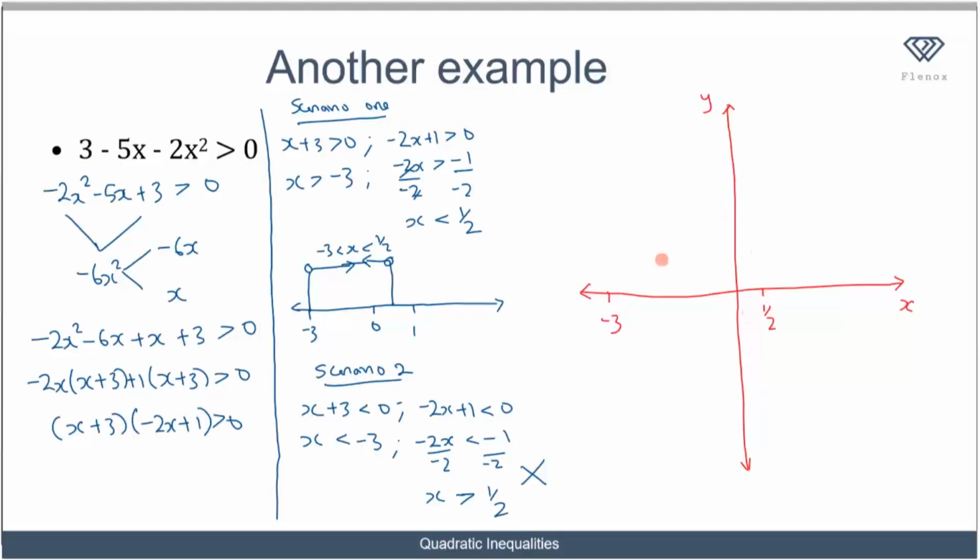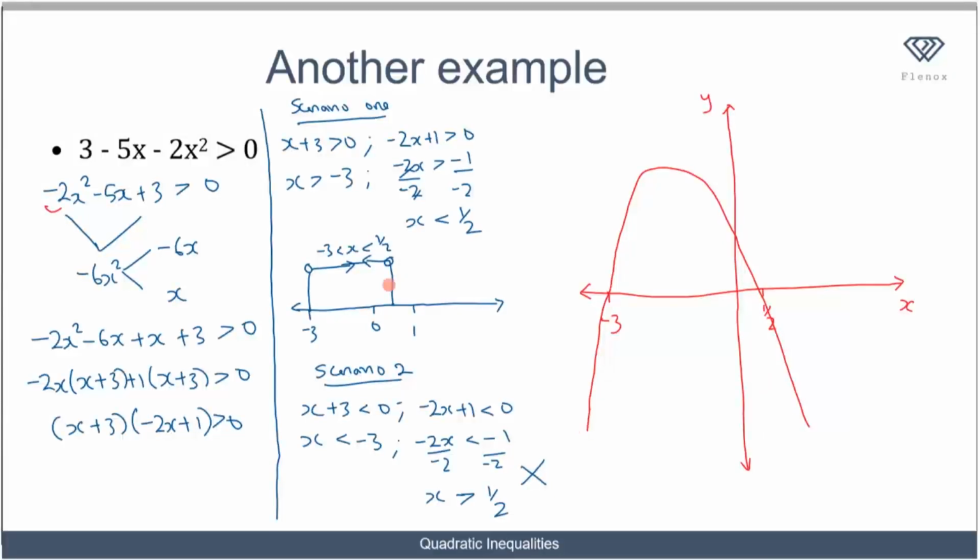Now, will the parabola open up or will it open down? I check the coefficient of my x squared, and as I can see here, the coefficient of my x squared is a negative number, -2. So the parabola will open down. So the parabola will go something like this and cut through at this other side.